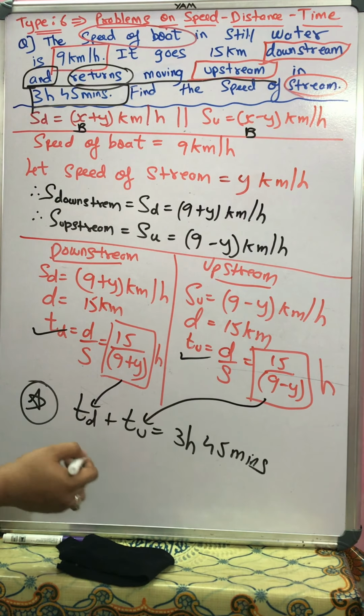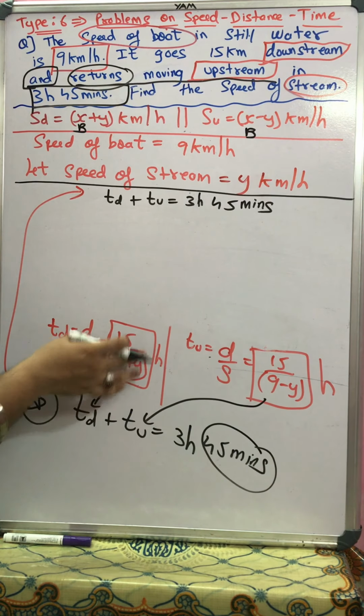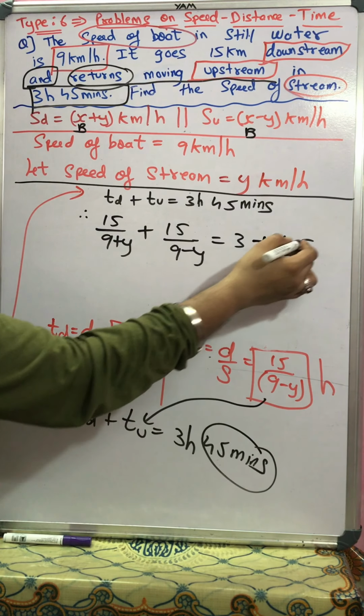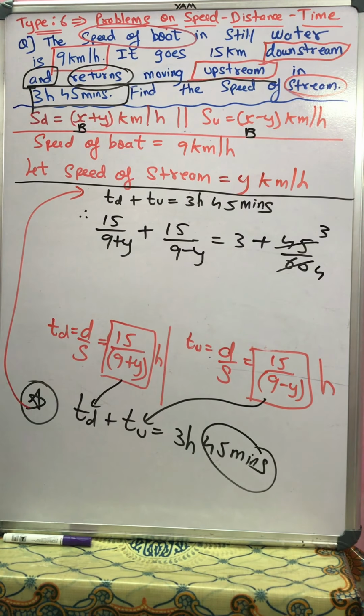Okay students, I have just copied this equation over here. Now let's start very quickly. I'll just substitute the things. Time of downstream, I did not erase this. Therefore, time of downstream is 15 upon 9 plus y, plus time of upstream, 15 upon 9 minus y, is equal to 3 hours 45 minutes. That is 3 hours plus 45 upon 60, because we want to convert this 45 minutes into hours. So we are left with 3 by 4.